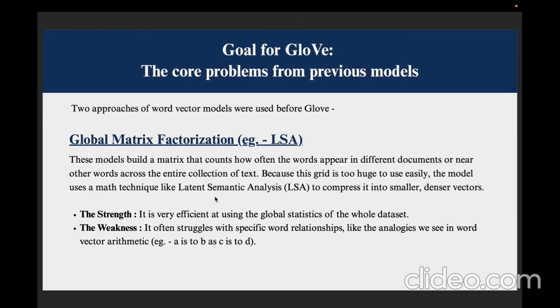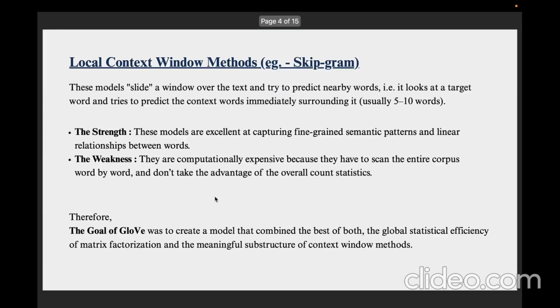The goal for GloVe. The core problems from previous models were very generic. There were two major models that were used. First was global matrix factorization, which was LSA, and second was local context window methods, which was Skip-gram as an example. We will look into detail for both of these models.